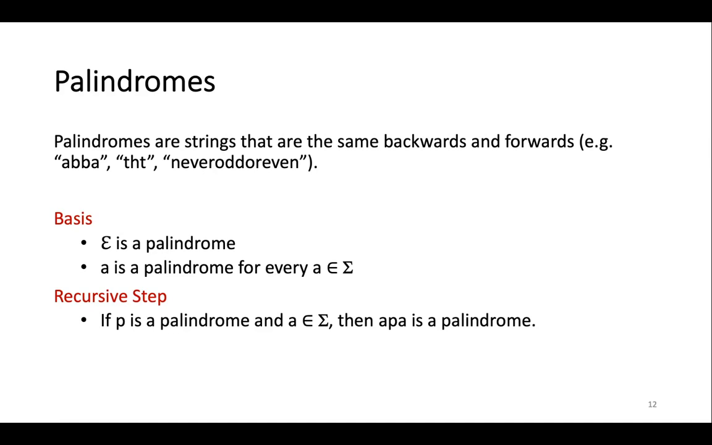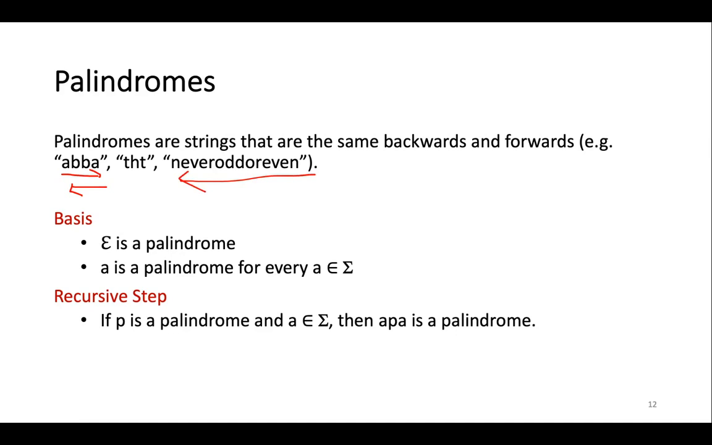Examples: "Never odd or even." Okay, this is how to read it. Anyway, this one backward is also the same. So how do we define this?